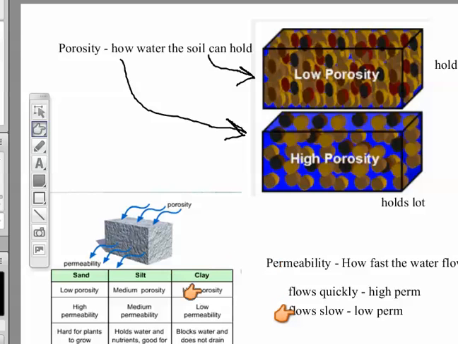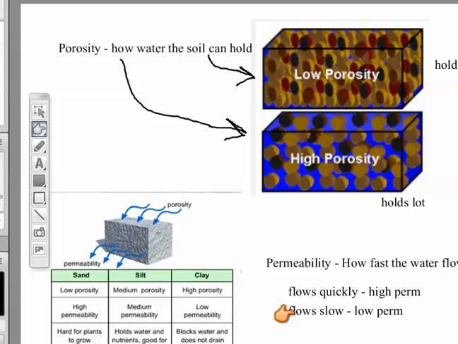You kind of need a mixture of the two in order for crops to grow. You need to hold enough water that it keeps the nutrients in there, but that it gets enough water so that it's not too dry. So you kind of need medium porosity and medium permeability would be the ideal conditions for crops to grow.